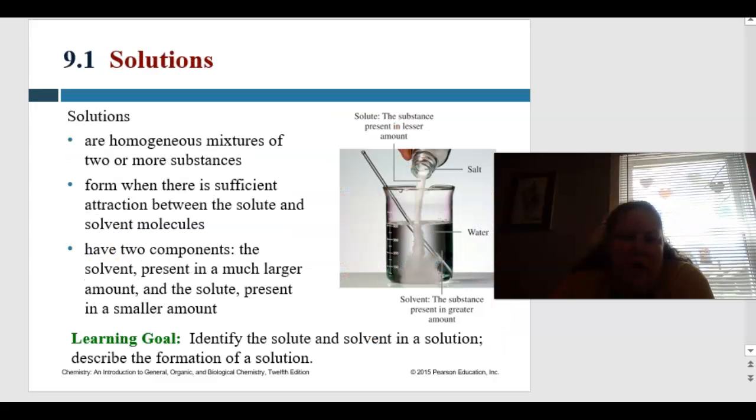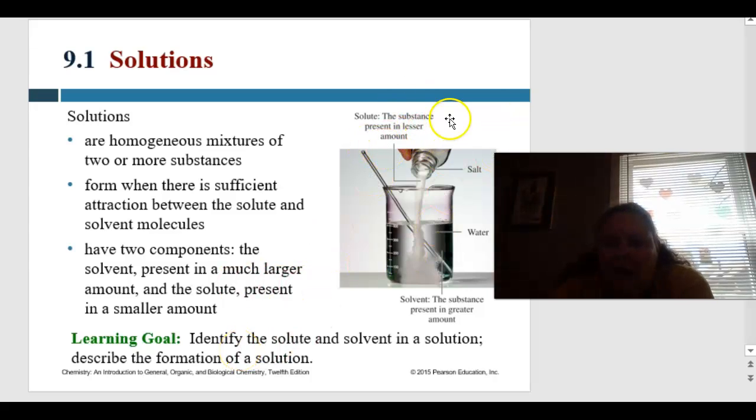So, what are solutions? Solutions are homogeneous mixtures of two or more substances that form when there is sufficient attraction between the solute and the solvent molecules. They also have two components, the solvent, which is present in a much larger amount, and the solute, which is present in a smaller amount. So what we're going to do is learn to identify the solute and the solvent in a solution, and describe the formation of that solution.